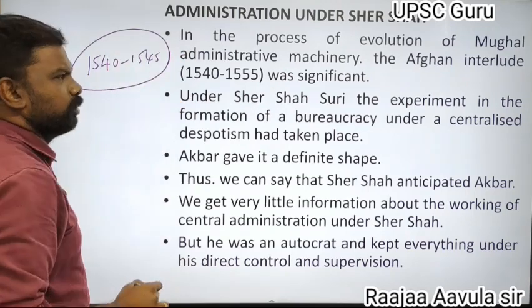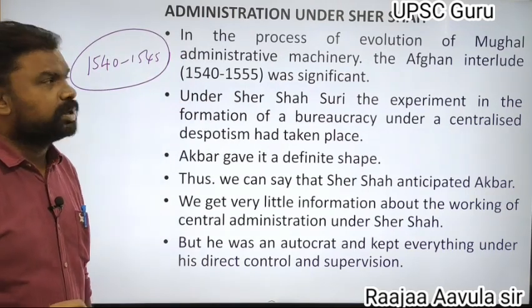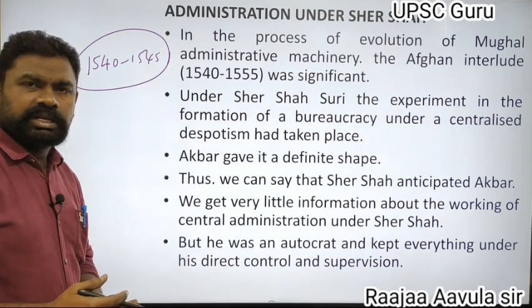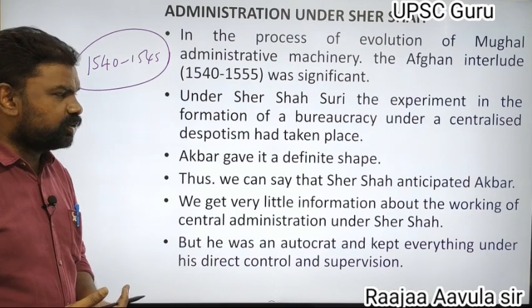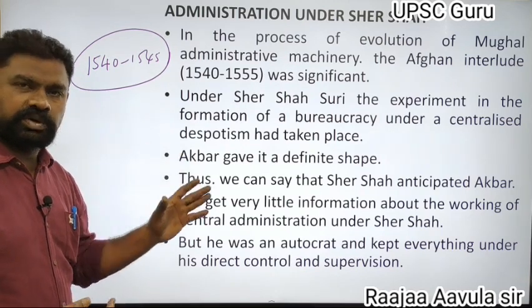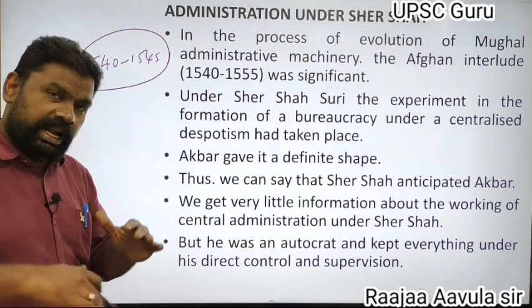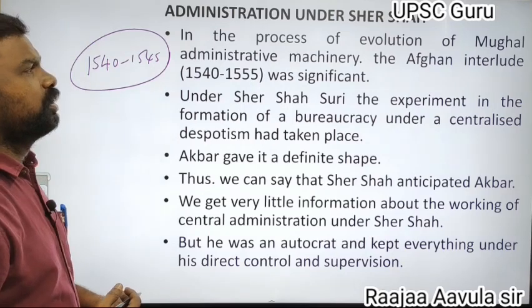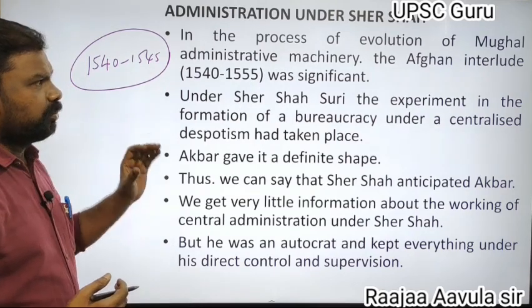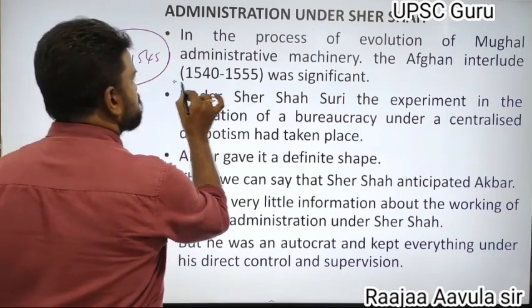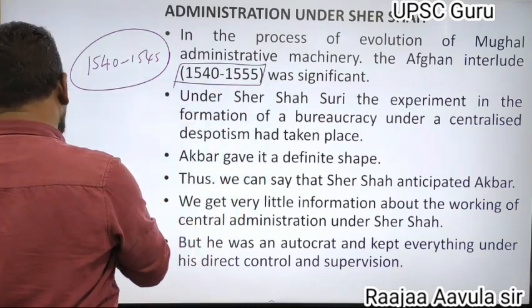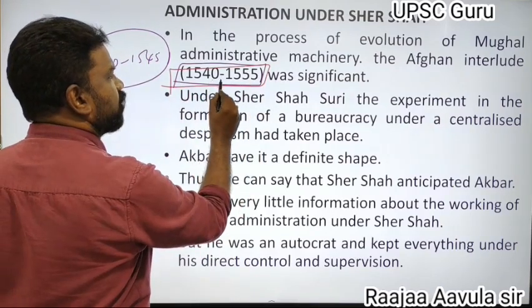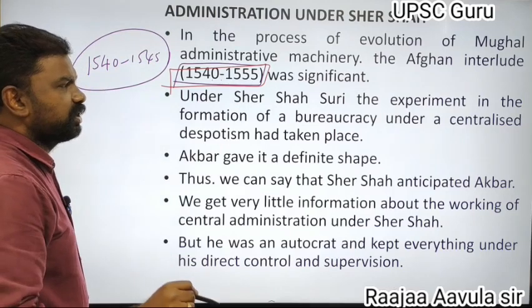The 5 years of Sher Shah's rule were marked by administrative reforms, and the major administrative reform of Sher Shah was the land reform system. In the land revenue system he introduced the Raitwari system, later followed by Akbar, and even later by the British. So in the process of evolution of the Mughal administration, the Afghan rule, from 1540 to 1545, is included. This is called Afghan rule because Sher Shah belonged to Afghanistan.